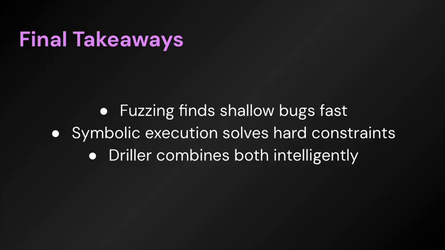To summarize the main ideas, fuzzing is fast and good at exploring many inputs. Symbolic execution is good at solving complex constraints, but each technique has limitations. Driller combines them in a smart way by using symbolic execution only when fuzzing gets stuck. This allows the system to discover vulnerabilities that neither technique could find alone. The results show that hybrid analysis can significantly improve automated vulnerability discovery.